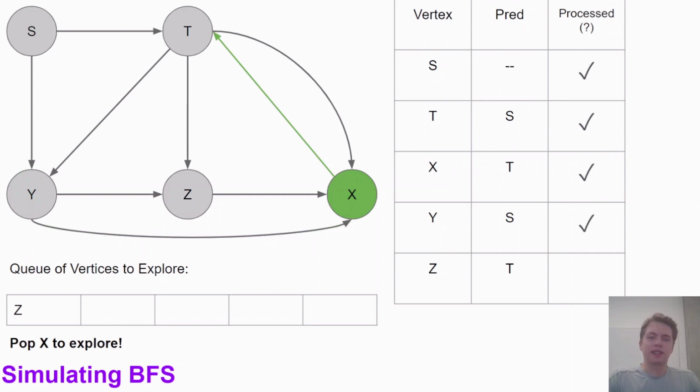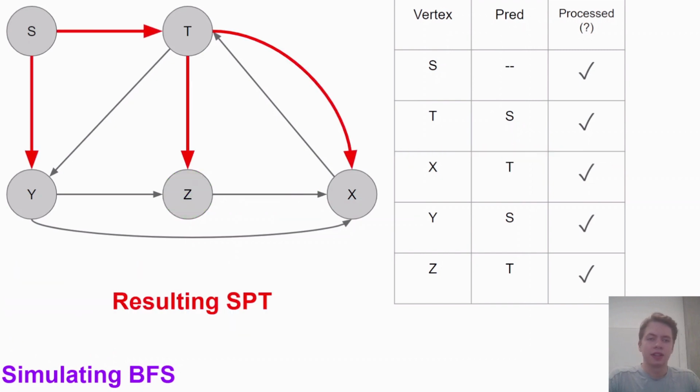Next up, we'll process X. X has a single edge to T, however, T has already been discovered and processed, so nothing will happen. Finally, we'll process Z, and likewise, it has a single edge to X, and X has already been processed, so nothing will happen. And then this is the resulting spanning tree, or shortest path tree in this case, that our BFS has generated.